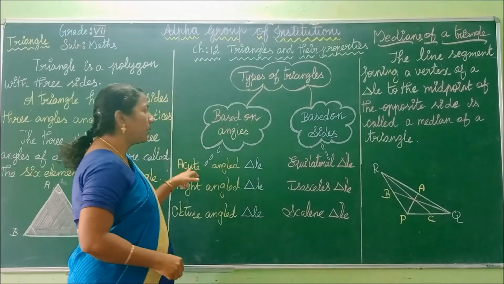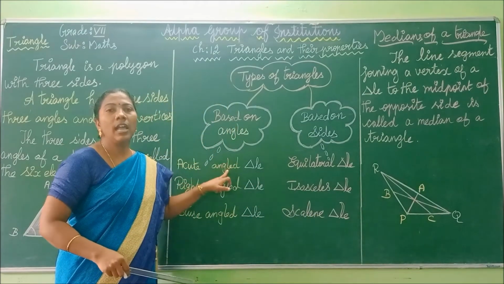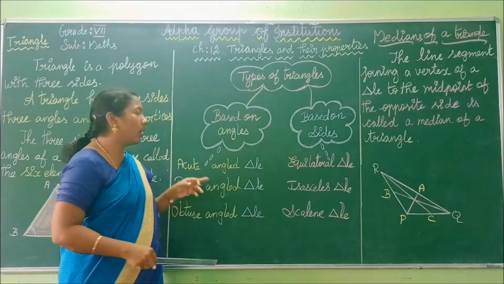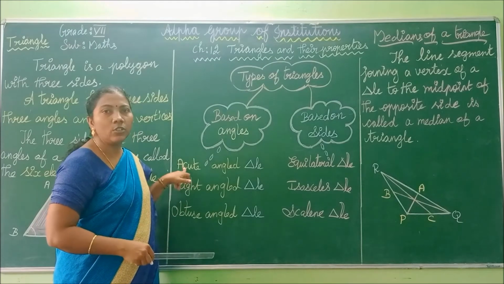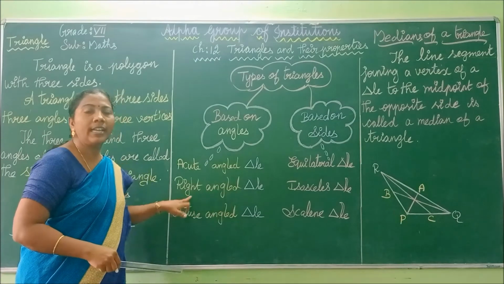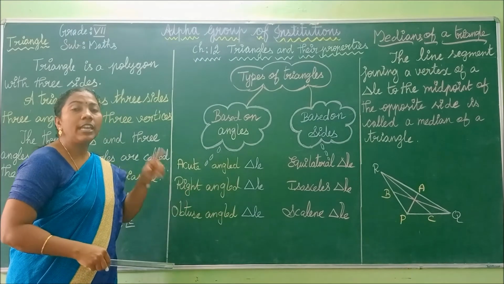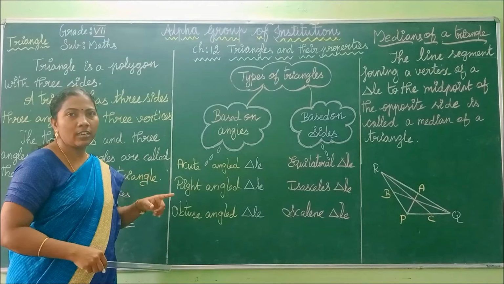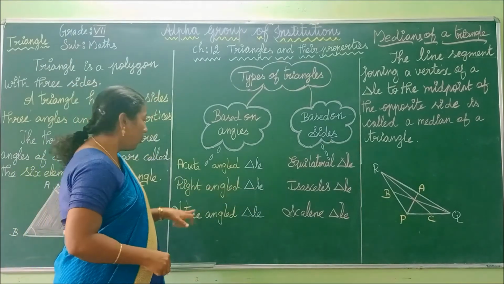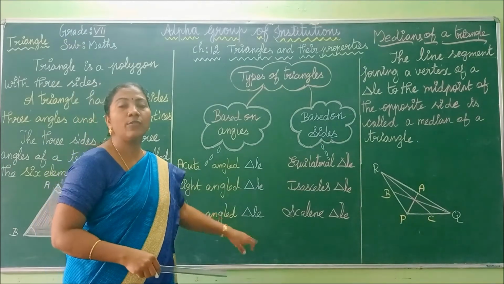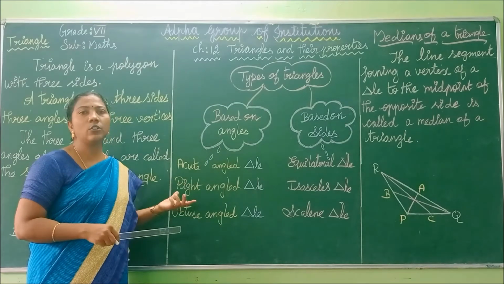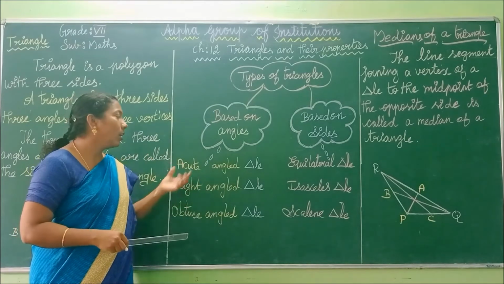Okay. What is meant by acute angle triangle? Triangle has how many angles? Three angles. If all the three angles of a triangle are acute, then the triangle is said to be an acute angle triangle. Then what is meant by right angle triangle? Right angle means 90 degrees. If any one of the angles of the triangle is 90 degrees, then the triangle is said to be a right angle triangle. What is meant by obtuse angle triangle? If any one of the angles of the triangle is an obtuse angle, then the triangle is said to be an obtuse angle triangle.